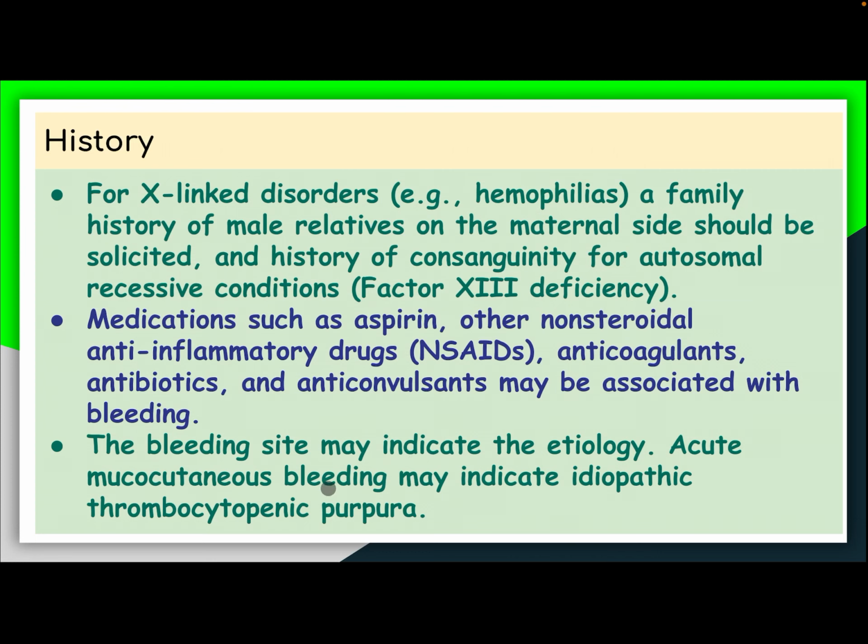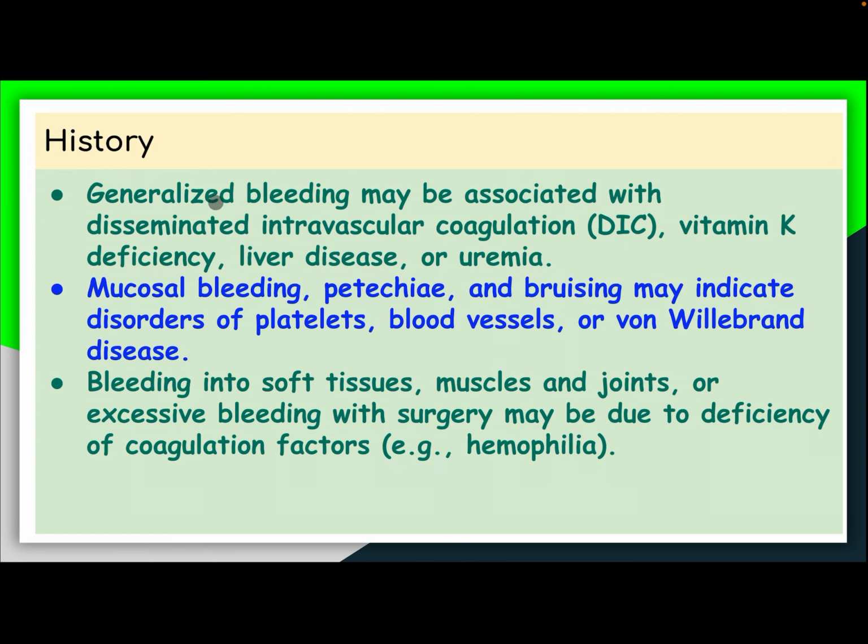Acute mucocutaneous bleeding may indicate immune thrombocytopenic purpura. Generalized bleeding may be associated with DIC, disseminated intravascular coagulation, vitamin K deficiency, liver disease, or uremia. Mucosal bleeding, petechiae, and bruises may indicate disorder of platelet, blood vessel, or von Willebrand disease. Bleeding into soft tissues, muscle, or joint, or excessive bleeding with surgery may be due to deficiency of coagulation factor, hemophilia.